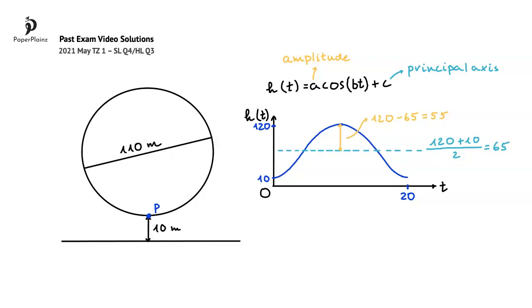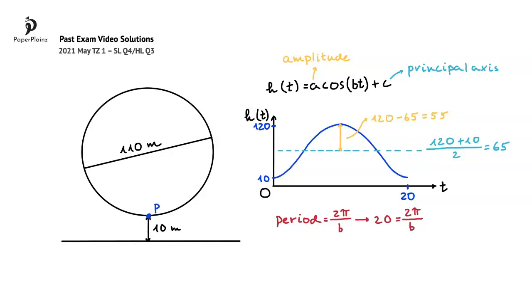Now let's move on to find the value of b. b is related to the period of the graph in the following way. The period is equal to 2 pi over b. Since the period here is 20 minutes, we can write that 20 is equal to 2 pi over b.